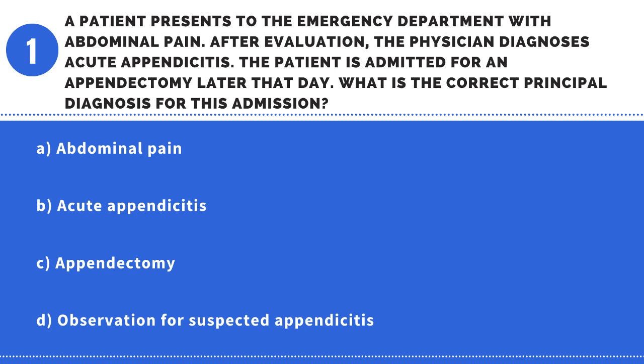Question 1. A patient presents to the emergency department with abdominal pain. After evaluation, the physician diagnoses acute appendicitis. The patient is admitted for an appendectomy later that day. What is the correct principal diagnosis for this admission?